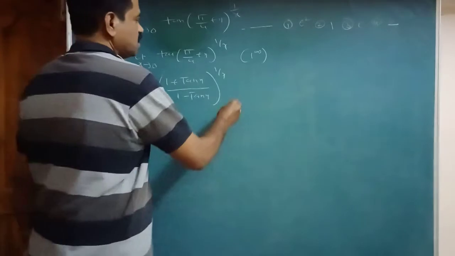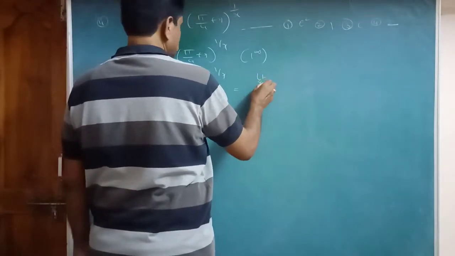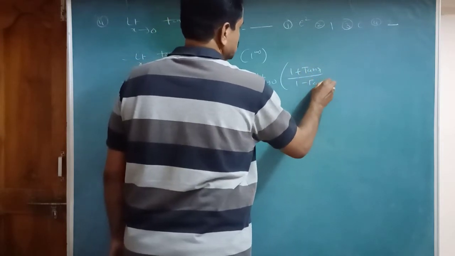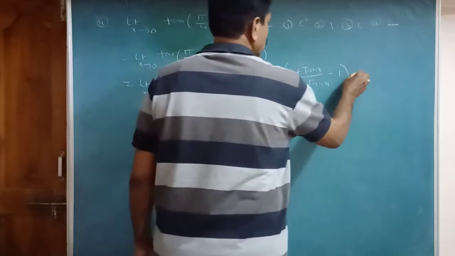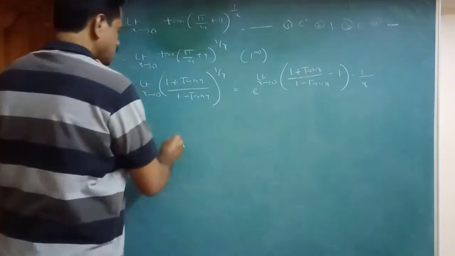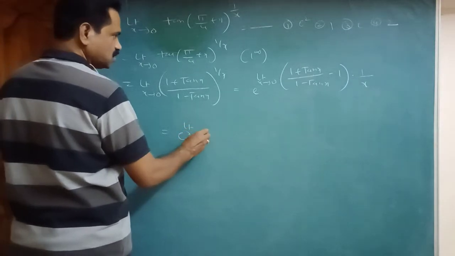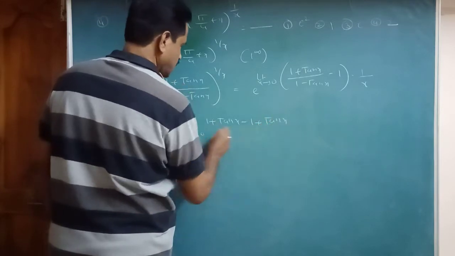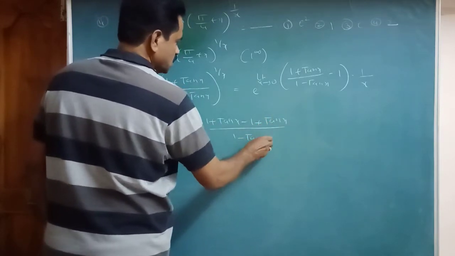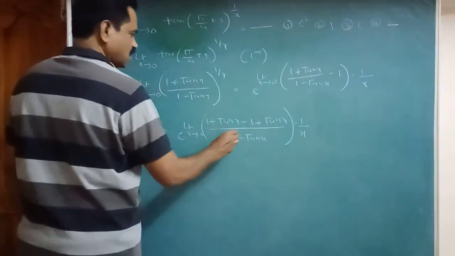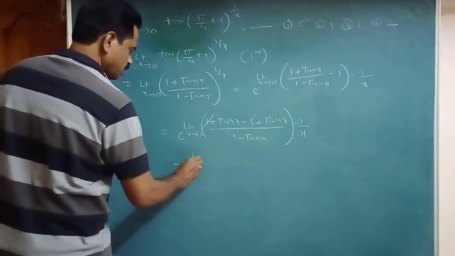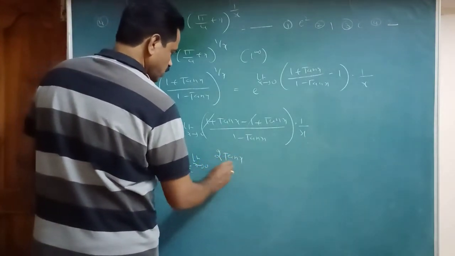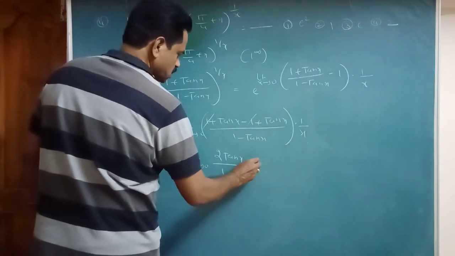Now apply the formula. That equals e power limit x tends to 0 of ((1 + tan x)/(1 - tan x) - 1) into 1/x. So that equals e power limit x tends to 0, taking LCM, (1 + tan x - 1 + tan x)/(1 - tan x) into 1/x. Now 1 cancels. That equals e power limit x tends to 0, 2 tan x/(1 - tan x) into 1/x.